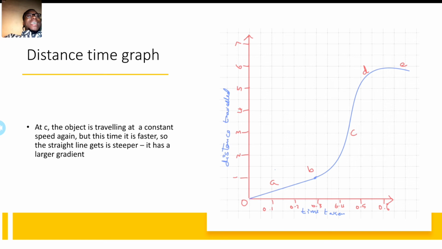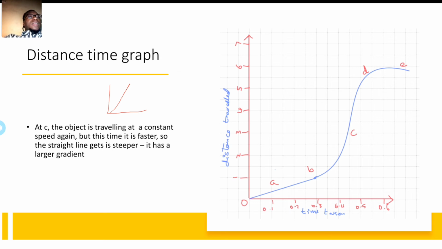Then for the case of C, you have the graph very steep. So here it's still traveling at a constant speed, similar to what we had for A, but the only difference is the object is moving a little bit faster this time around.